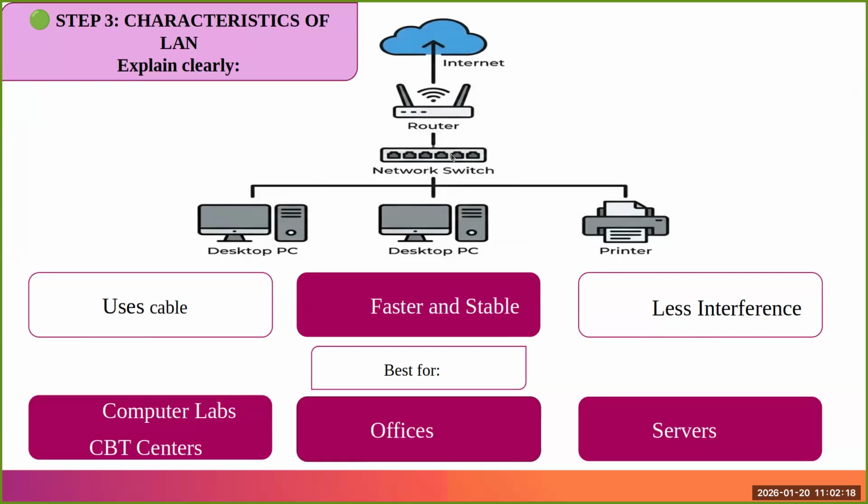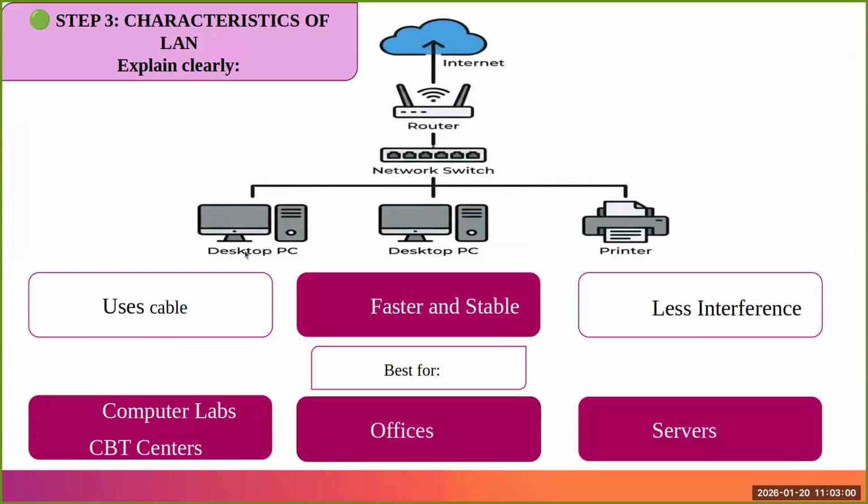Now, what are the characteristics? One, the LAN uses cables. That's one characteristic. No wireless, cables. Number two, it is fast and stable. Why? On these network ports that you see, they are rated as 10, 100, 1000 for now. Let's stop there. 10 means 10 Mbps. 100 Mbps. 1000, 1 gig, 1 gigabit per second.